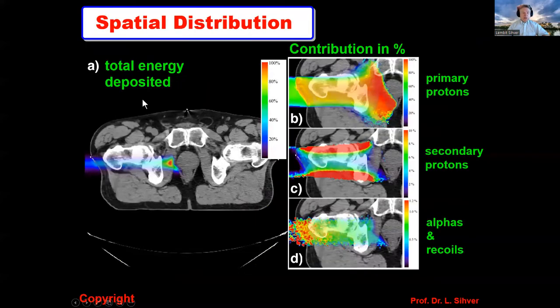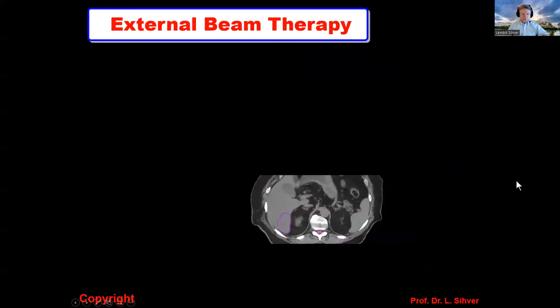So here's a spatial distribution. You have the total energy deposit and the contribution in percent for primary protons. You have secondary protons, fragmentation, target fragmentation, and alpha recoil from target fragmentation. And we can see these contribute in the entrance channel where you have healthy tissue. So that is something one needs to consider also.